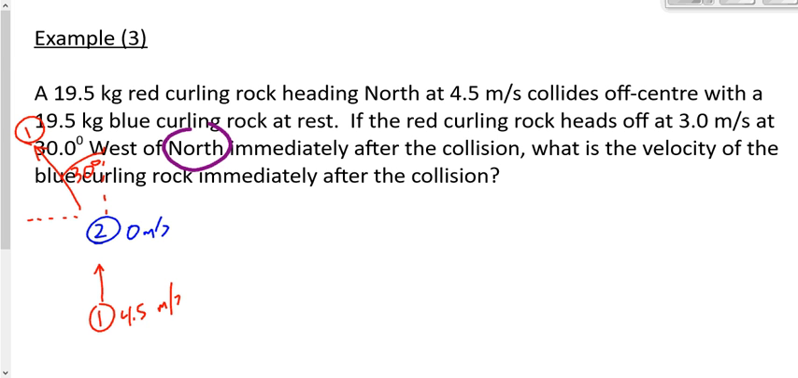And you can probably make a pretty good prediction where the blue one's going to go. If the red one goes west of north, then the blue one's probably going to go east of north. We don't know where or what velocity, but.